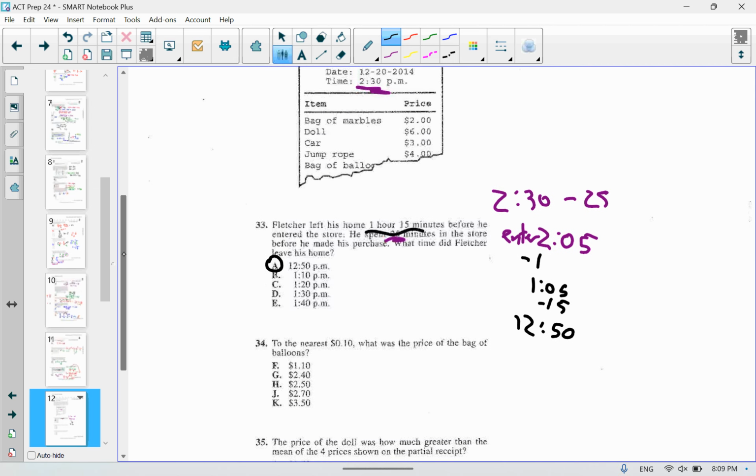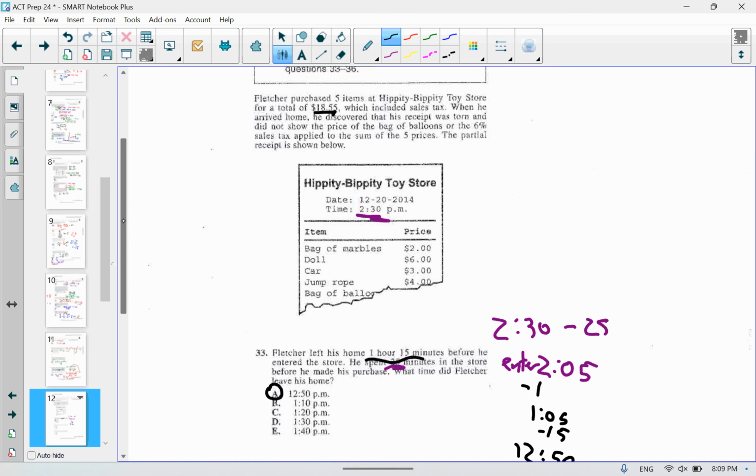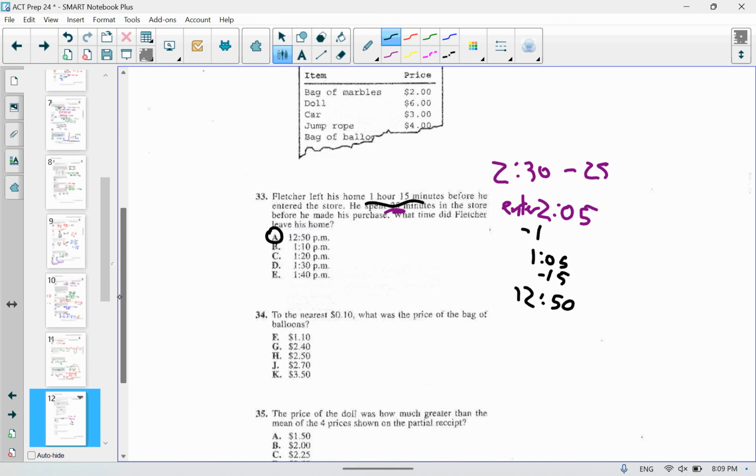To the nearest 10 cents. Well, if I read this question again, I know the total is going to be 1855 and there's 6% sales tax. So I can write 1855 has to equal all my prices, so 2 plus 6 plus 3 plus 4, plus however much the bag of balloons cost, X.